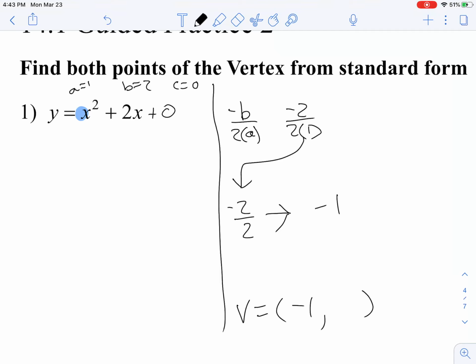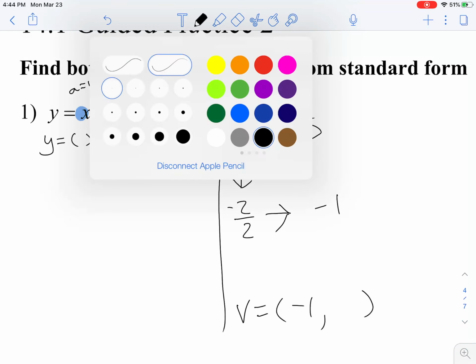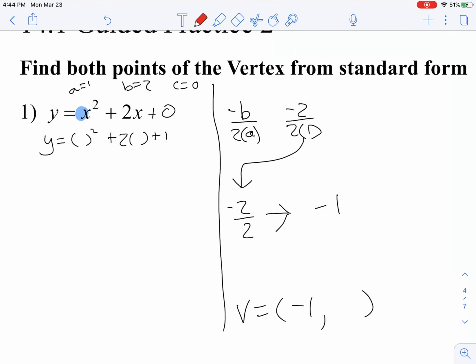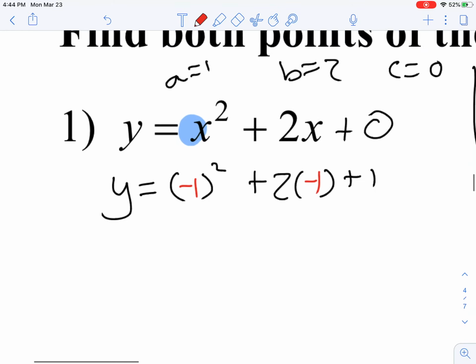In part 2 now, we are taking the negative 1 and we are going to replace x in our equation with the negative 1 we just found. So what I'm doing is just writing it out in parentheses. And we are then going to replace x with negative 1 in all of these. So I'm going to zoom in here.